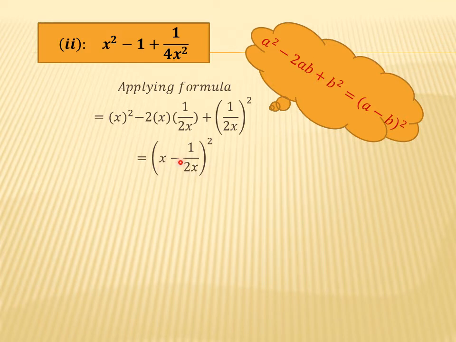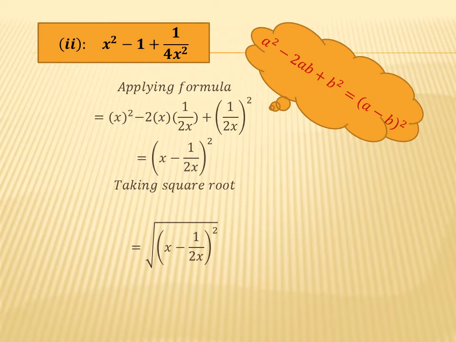The first part of the question has been done, which was to factorize. Now we have to take the square root. Taking the square root, we will write our final answer under the square root. The square will get cancelled with the root and we will get the answer with plus minus x minus 1 by 2x. Again, plus minus is not written in your book, but do write it.